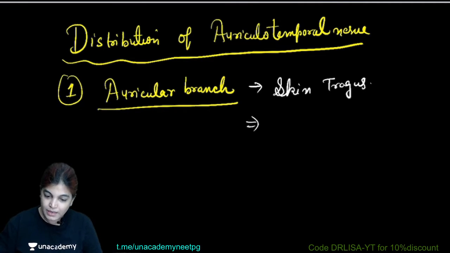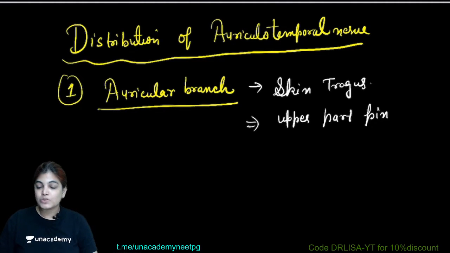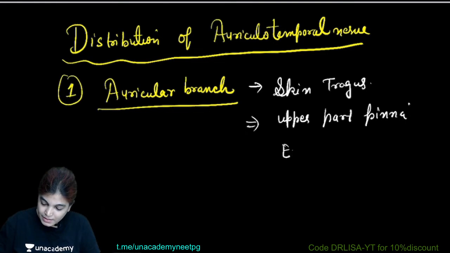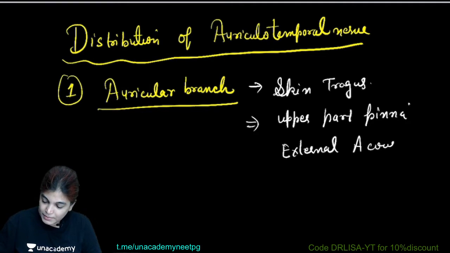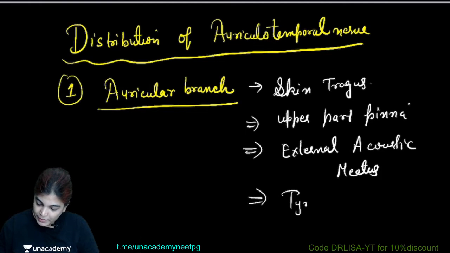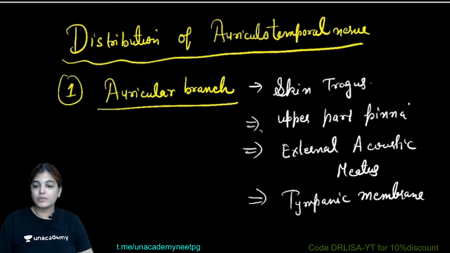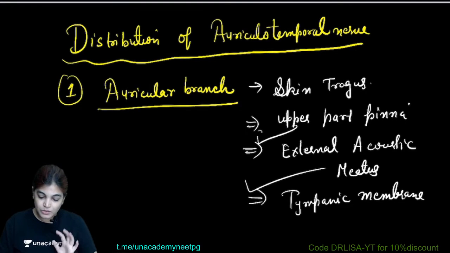It supplies the upper part of the pinna, and also gives innervation to the upper part of the external acoustic meatus. So it is giving innervation to the upper part of the pinna, the external acoustic meatus, and also the tympanic membrane. So this was the first branch.